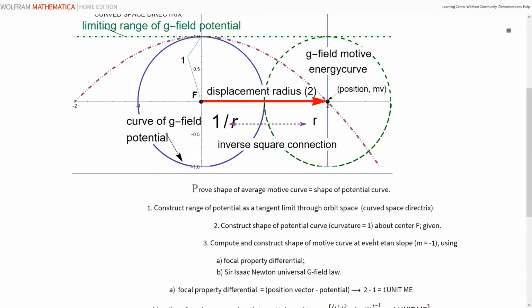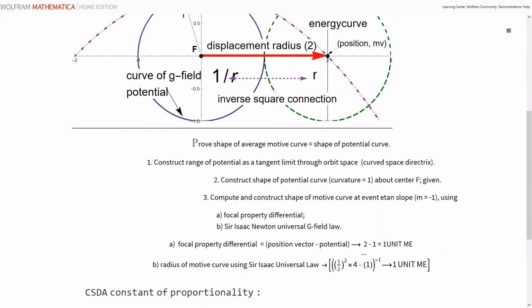Compute and construct the shape of the motive curve at E tangent slope M equal -1 using focal property differential and Sir Isaac Newton's universal law. Focal property differential: position vector is 2 units. Potential is 1 unit. 2 minus 1 is 1 unit mechanical energy.